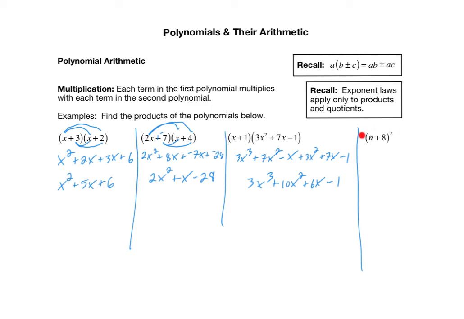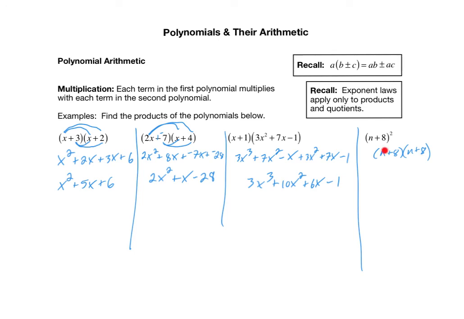Instead, you need to realize that this is actually one of these in disguise. Remember, squaring means you've got two of those things multiplied. So this is n plus 8 times, again, n plus 8. Now, if you look at this, which is equivalent to that, this looks just like these problems. So you need to realize that this needs to be rewritten like this. You cannot apply exponent laws to simplify this. Now that we've got it written like this, we're going to multiply each term in the front polynomial with each term in the back polynomial.